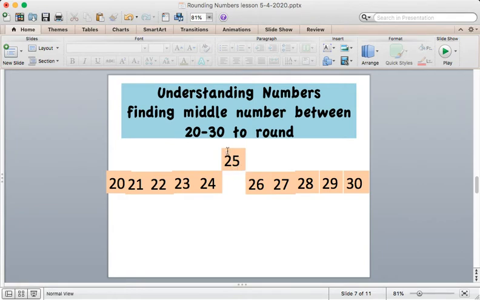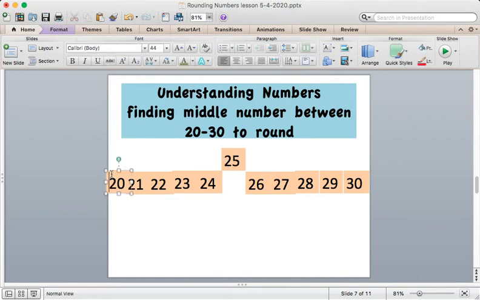So our middle number is 25. 5 is always our middle number between the tens. Our anchor number is 20, and our other anchor is 30. So we need to have our numbers in between 20 and 30. The middle number, as we discussed, is 25. It's very important to know this number. Knowing the numbers that fall below 25 and the numbers that fall above 25 is very important for rounding. We're about to get into the part of actual rounding.